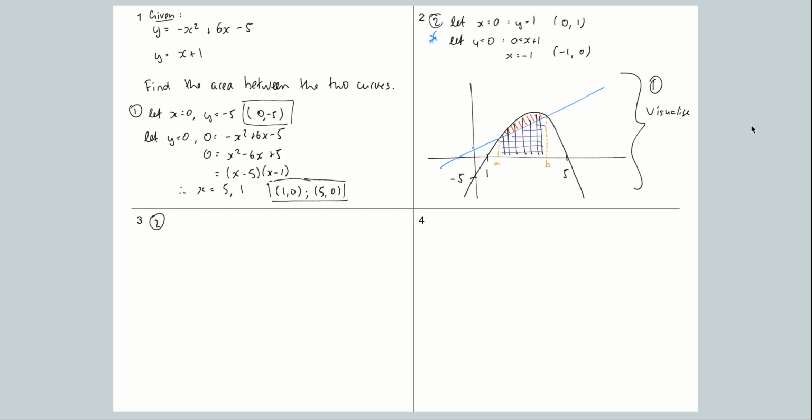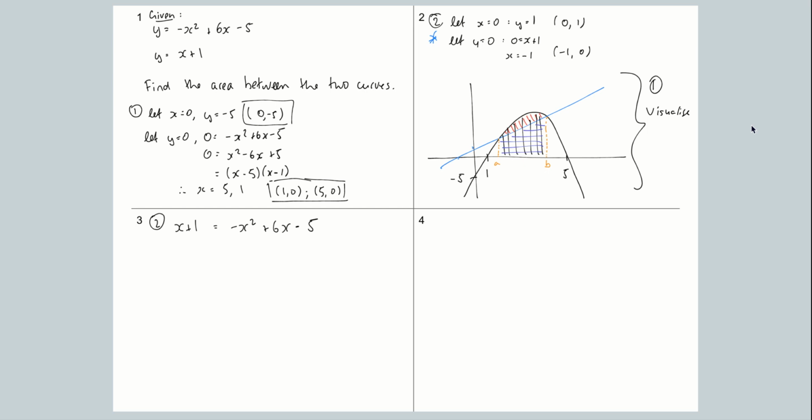Number 2, I've got to work out those points of intersection. I can do that by setting equation 1 equal to equation 2. So that means that I'll have x plus 1, which is the value of y in equation 2, equaling negative x squared plus 6x minus 5, which is the first equation. So just setting them equal to each other, which is our standard way of working out a point of intersection.